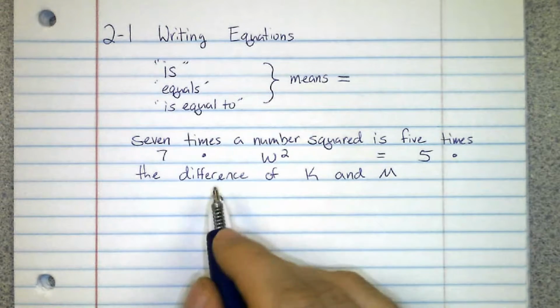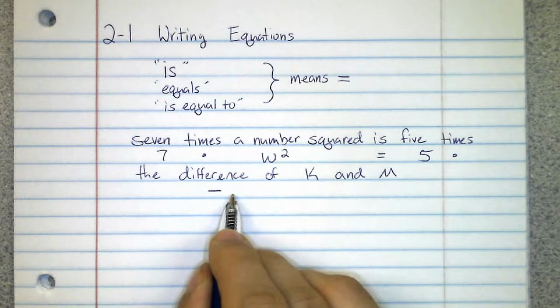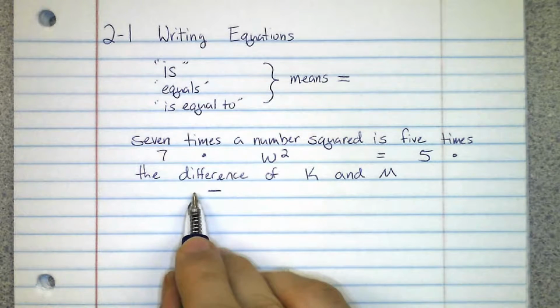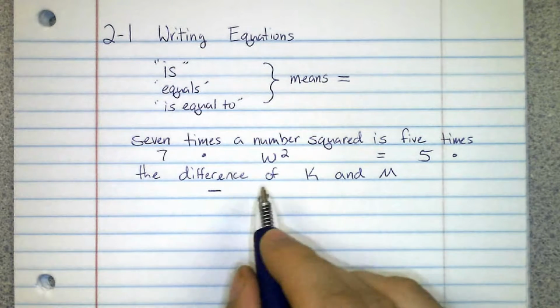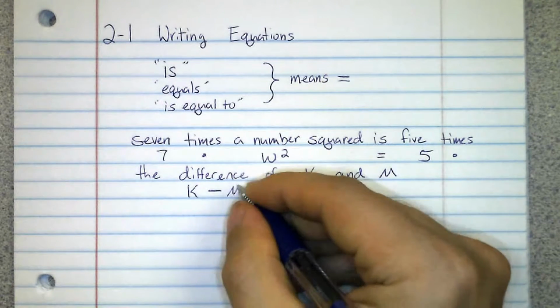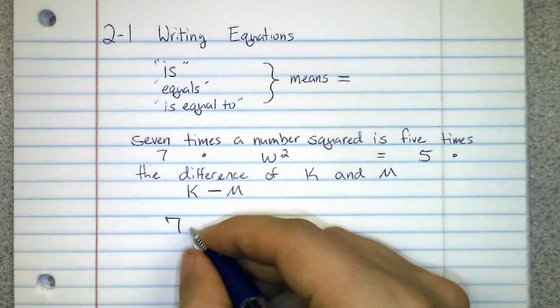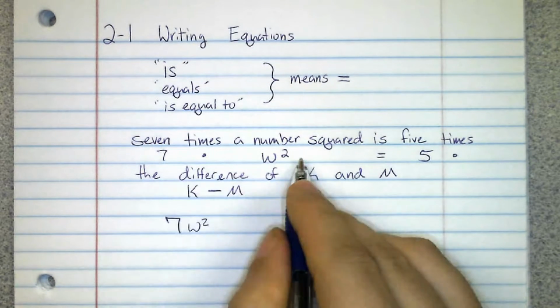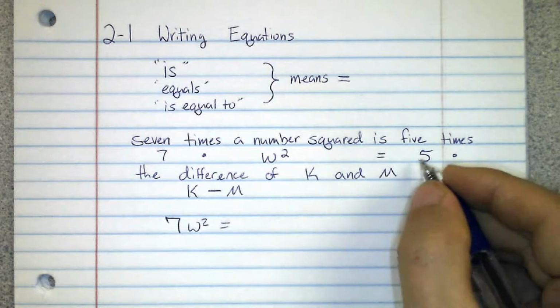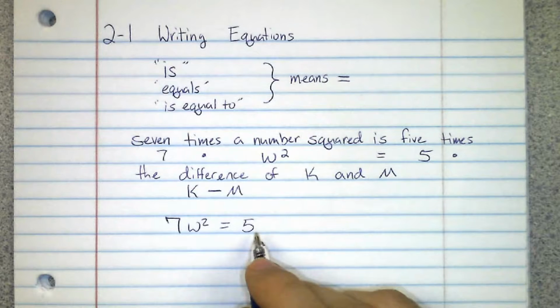the difference. Now, difference tells me it's going to be subtraction. I'm going to need something in front and at the end. First thing they mention after the word difference goes here, second thing here. So the difference of k and m. So, putting this all together, I have 7 times w squared equals 5 times the difference of k and m.